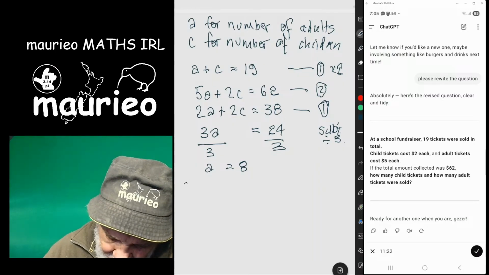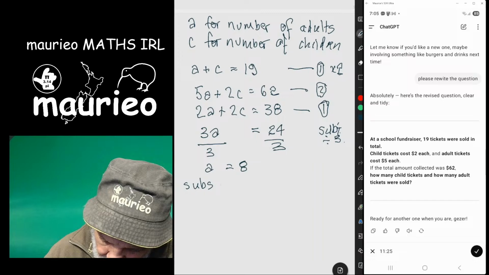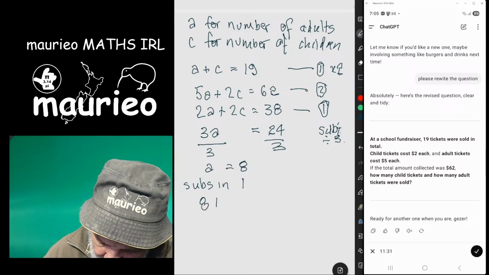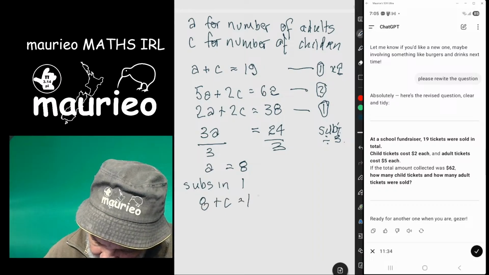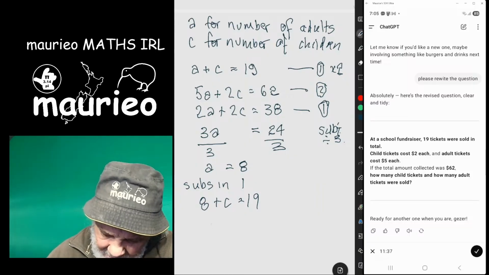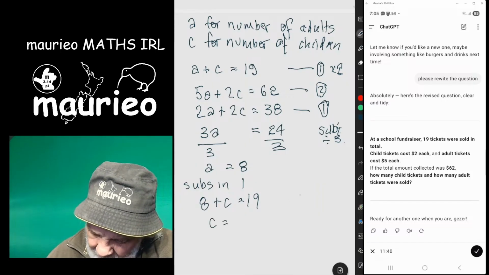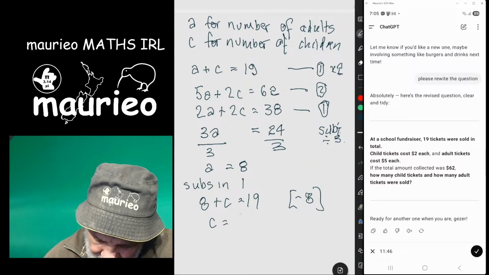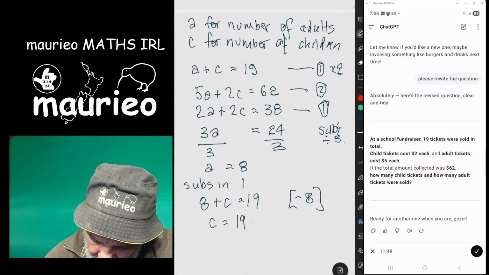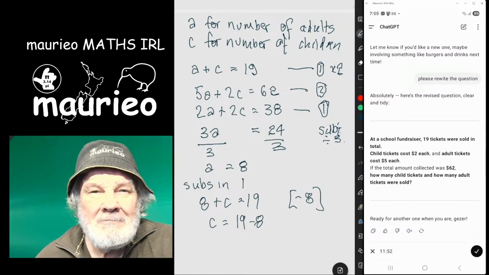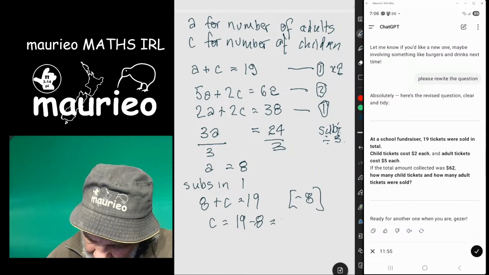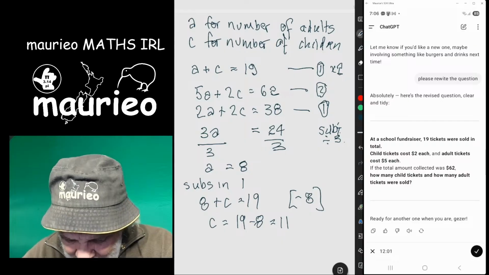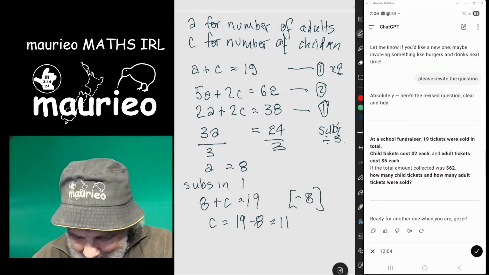Okay, and then we substitute into equation 1, and we get 8 plus C equals 19. So we subtract 8 from both sides, and C equals 19 minus 8, which equals 11. All right, so there you go. C equals 11.